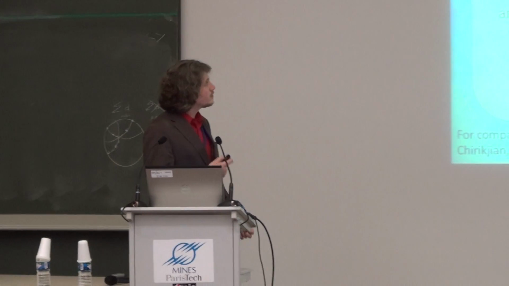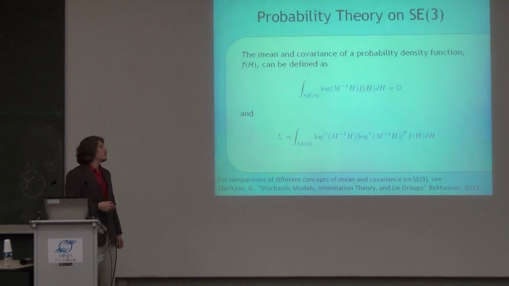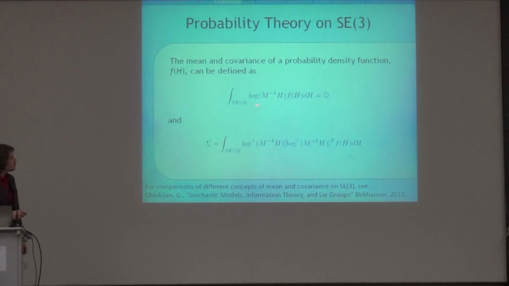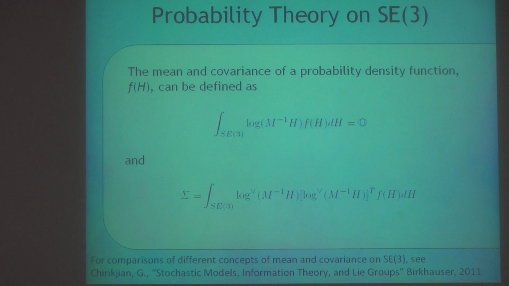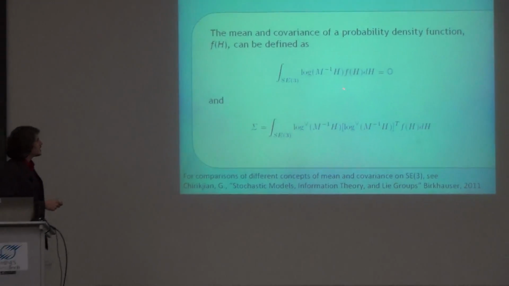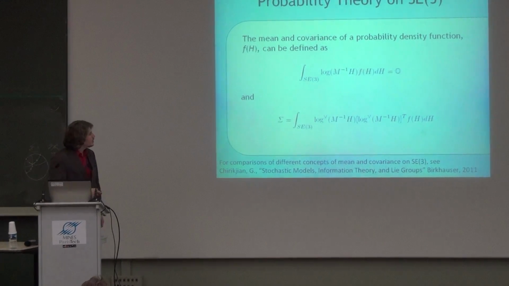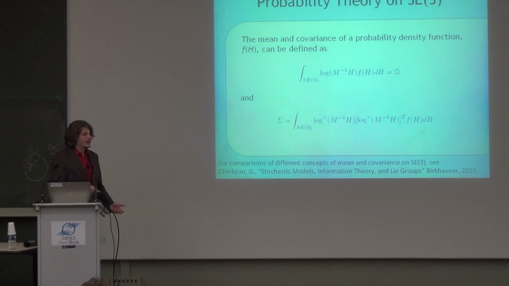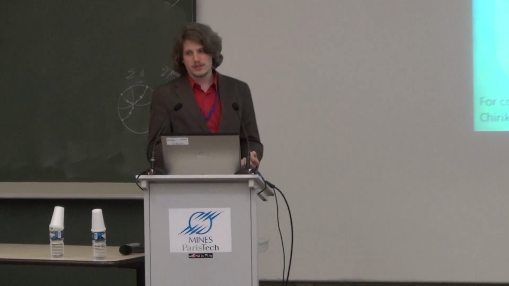With all these definitions, we can now define a mean and covariance of the probability density function on SE3. Here you can see the definitions. M is now the matrix representation of the mean rigid body transform of a set of rigid body transforms of the probability distribution f of h. And with these two definitions, we can leverage them into starting to look at the AXXB problem in a somewhat different light.